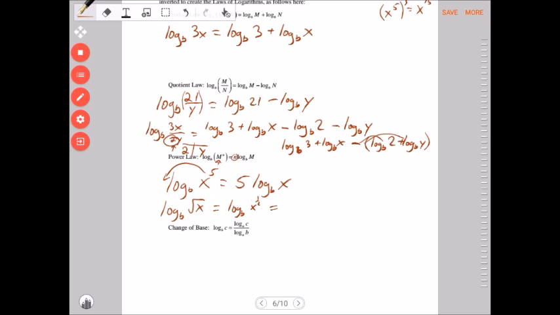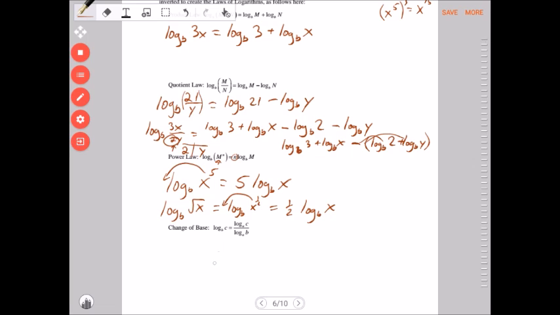Okay, and that half can jump down in front. So we can go half log base b of x. So now we can combine all of those.